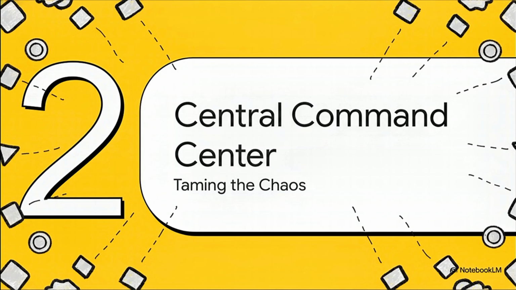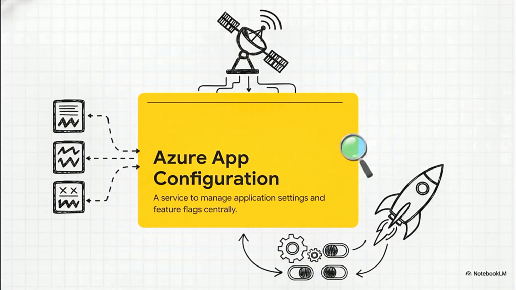Well, we stop scattering everything to the wind. Instead, we bring all of our settings together into one central command center. And the solution, based on our source material today, is a service called Azure App Configuration. The name really says it all, right? It's one single central place to manage all your app settings and, this is really important, something called feature flags. You can just think of it as mission control for your app's entire behavior.